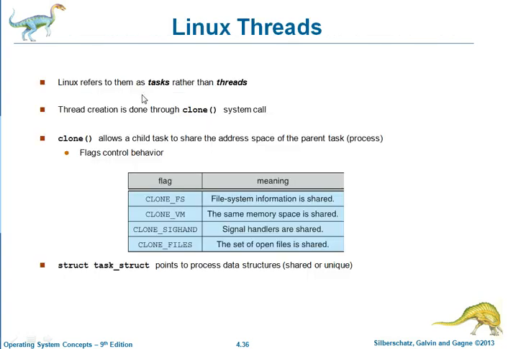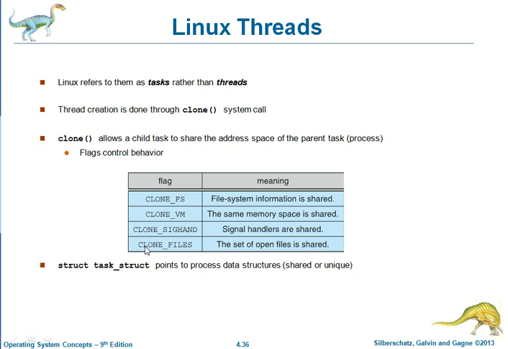Linux provides the fork system call with the traditional functionality of duplicating a process. Linux also provides the ability to create threads using the clone system call. However, Linux does not distinguish between processes and threads. In fact, Linux uses the term task rather than process or thread when referring to a flow of control within a program. Suppose that the clone system call is passed the flags CLONE_FS, CLONE_VM, CLONE_SIGHAND, and CLONE_FILES.